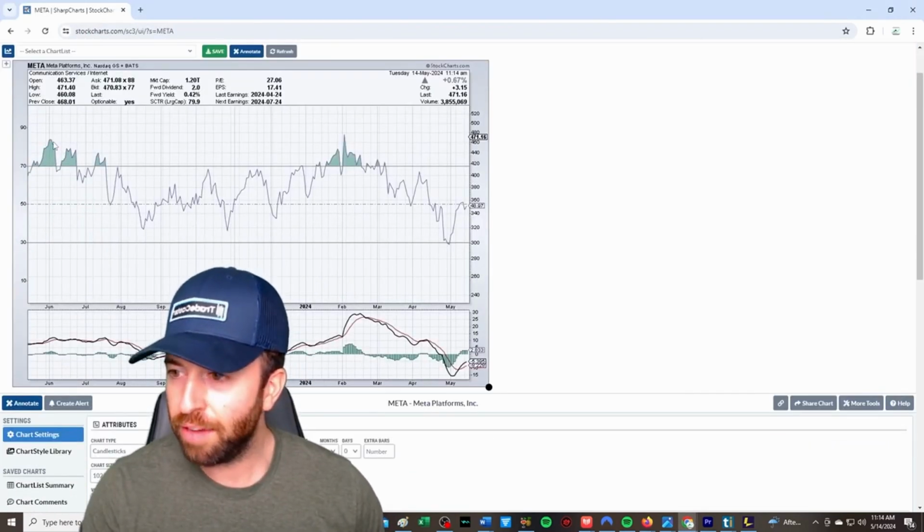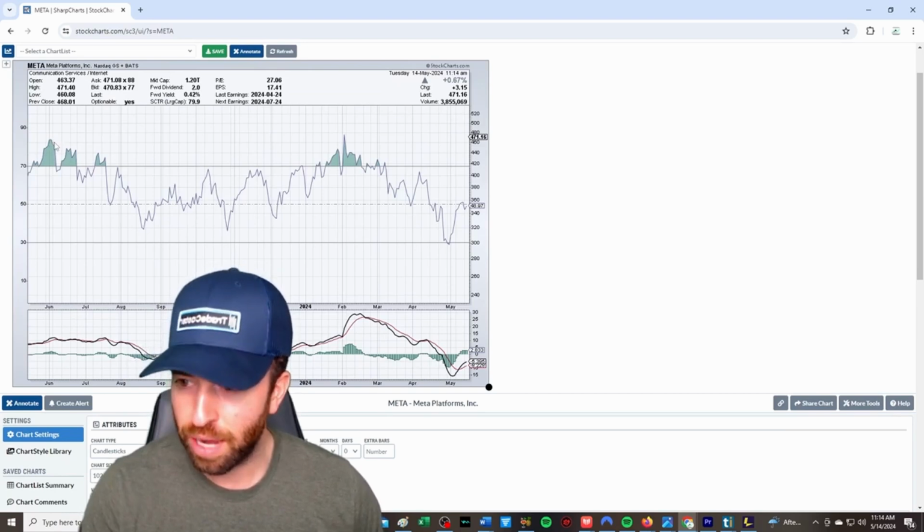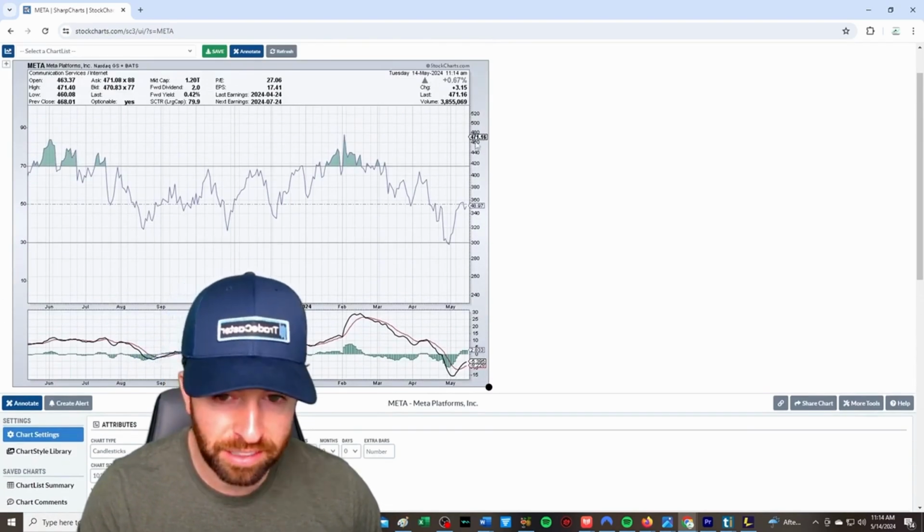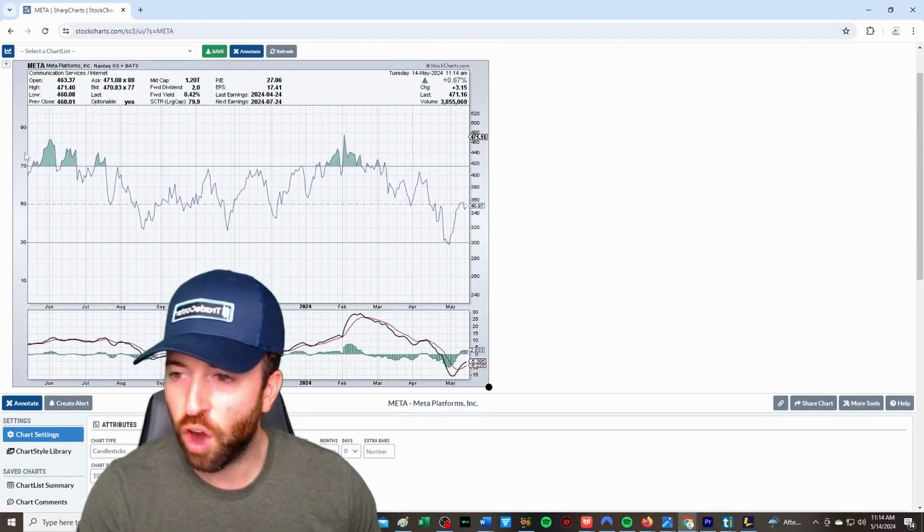Meta right here, team. Again, whenever Meta is overbought, guess what happens? It comes crashing down. So you guys can be able to see this, right? This is again Meta. This is the price of Meta over here. This is the RSI above.